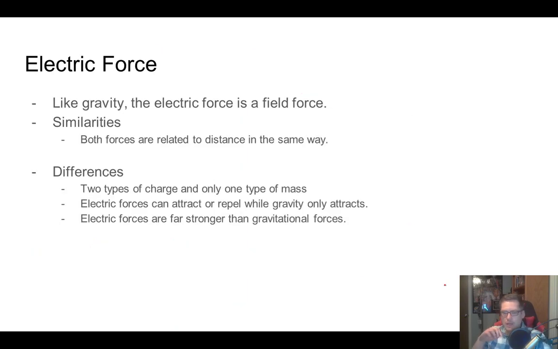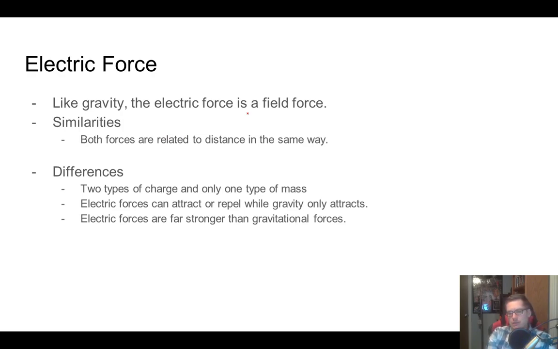Okay, last thing here, electric force. We've already hit on these as we've worked through these problems. Electric force works a lot like gravity. It's a field force, and we'll talk about what that means in the next video. The similarities: they're both forces that are related to distance in the exact same way. The farther away you are, the less your force is effective.